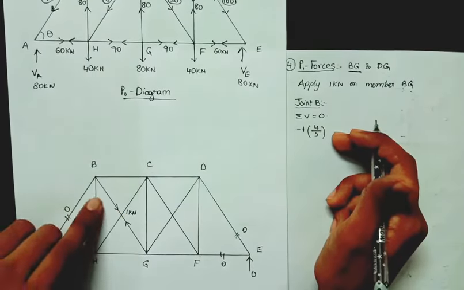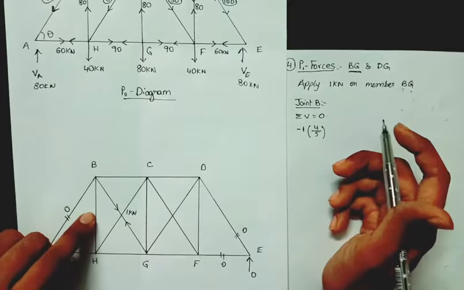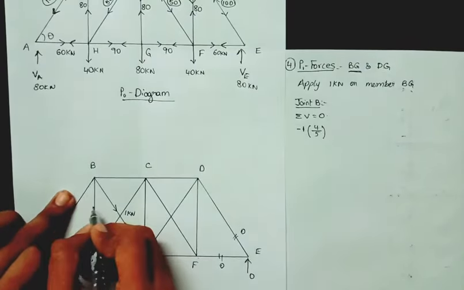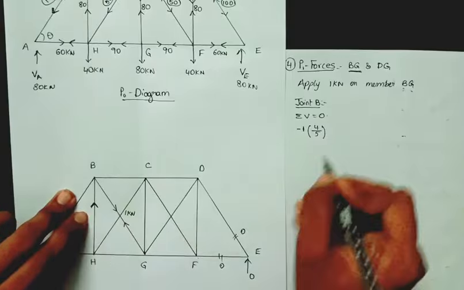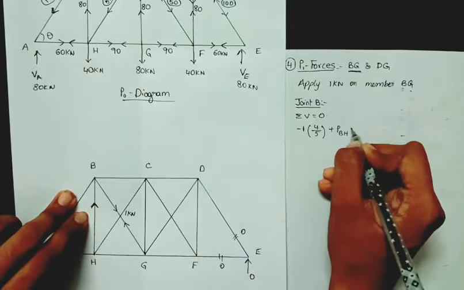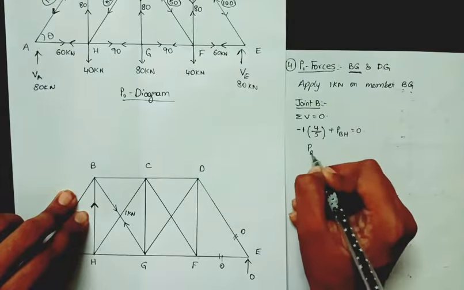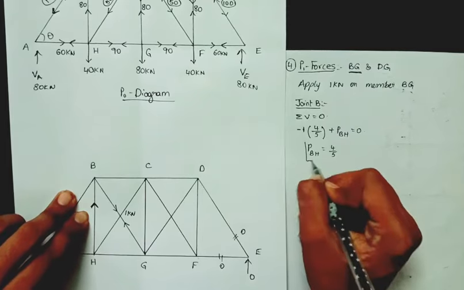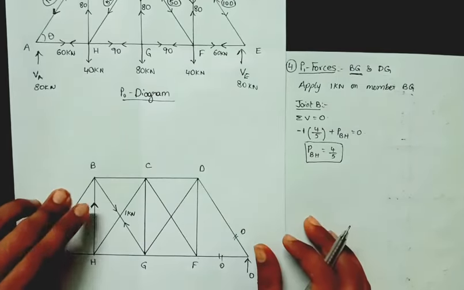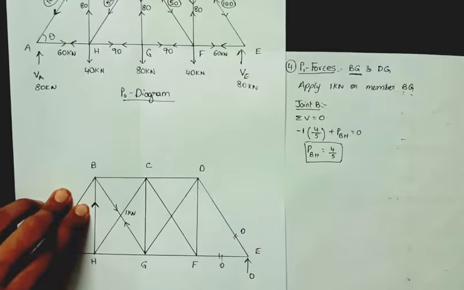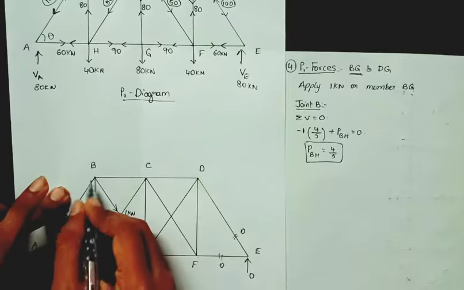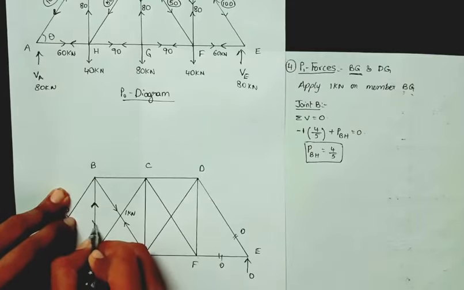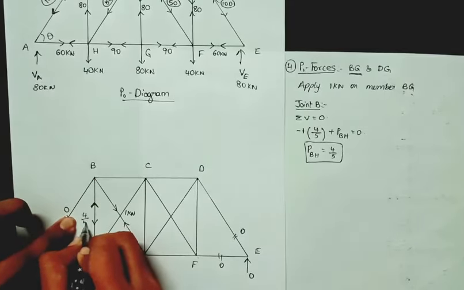And there is also a member in the vertical direction, BH. So if this arrow is going downward, I will assume this one as upwards. So plus PBH equal to 0. Therefore PBH equal to 4 by 5, that means 0.8. So this arrow is moving in the upward direction, okay. So it will be in compression. This arrow is compressing the joint B. So it will be in compression and this is 4 by 5.